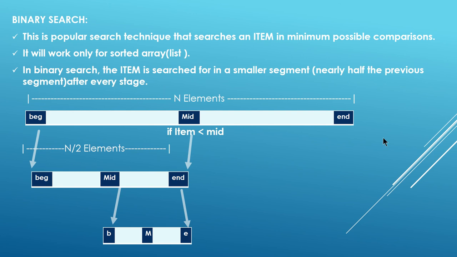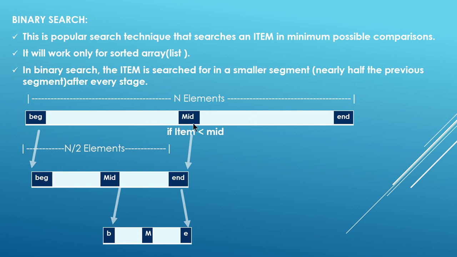Look at this image. Here this is my list of elements. It can be a list of 100 elements or 200 elements or whatever. This is the first element and this is the last element. With the first and last element, I will be finding the mid element. Then I'll be checking whether the item that you wanted to search is less than the mid element or greater than the mid element.